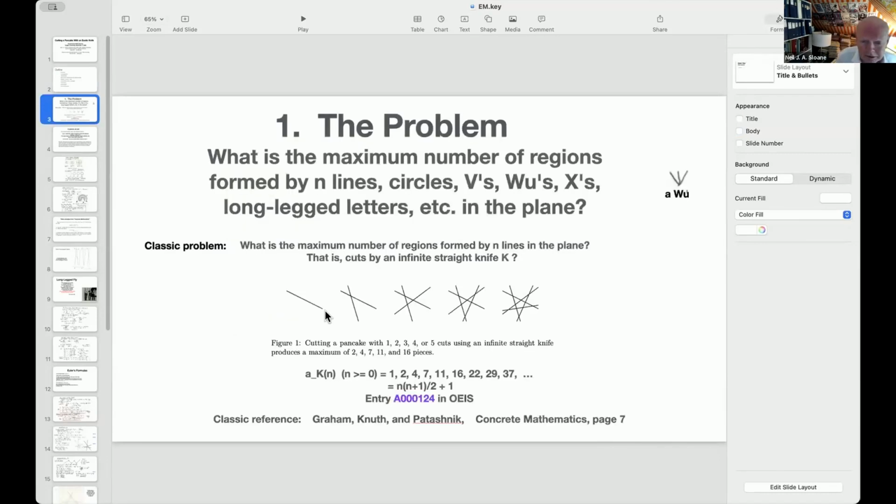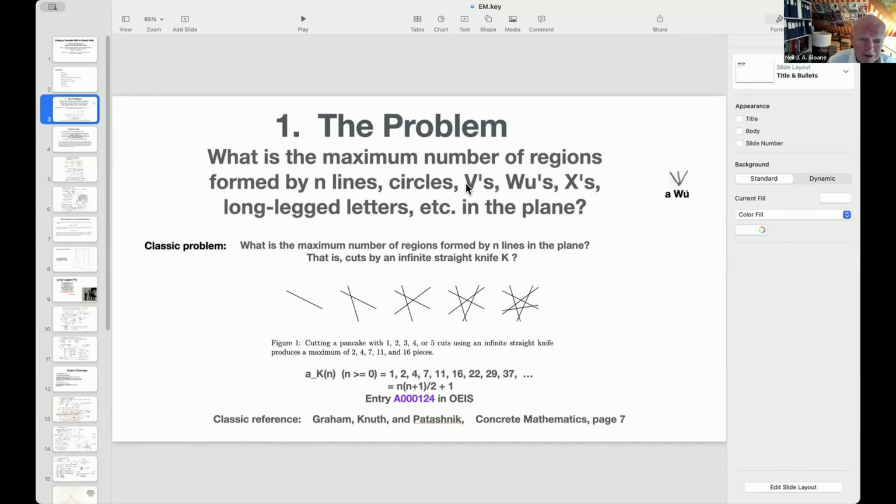So the basic problem is you've got a knife, which might be a straight line or it might be a circular cookie cutter, and you've got an infinite pancake on the plane, and you put down your knife and you make a cut, and then you make another cut, and you want to make as many pieces as you can. They don't have to be the same size. It's just the number of pieces that you want to maximize.